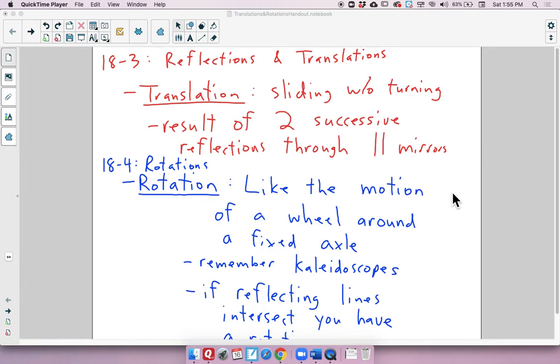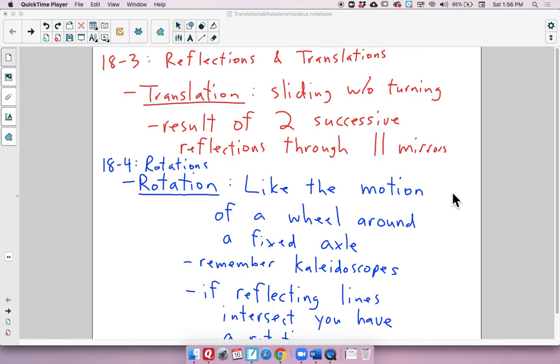And basically, that's the result of 2 successive reflections through parallel mirrors, or parallel lines of reflection, or axes of symmetry, something along those lines. So we're not just going to reflect something once, we're going to reflect it once, and then that first reflection, we're going to reflect through a second line, okay? So we'll see what those look like.